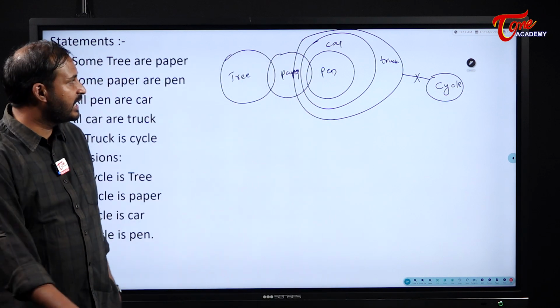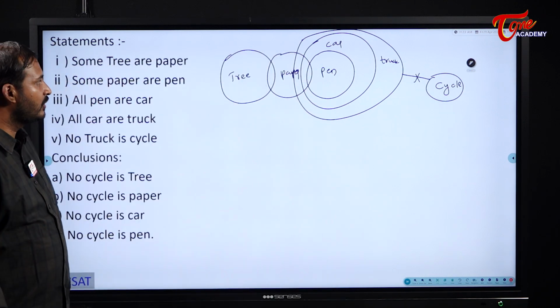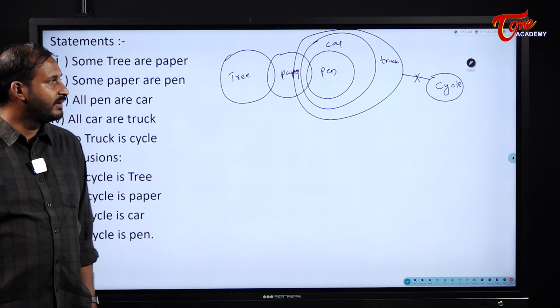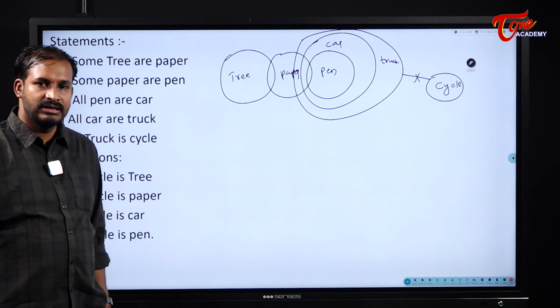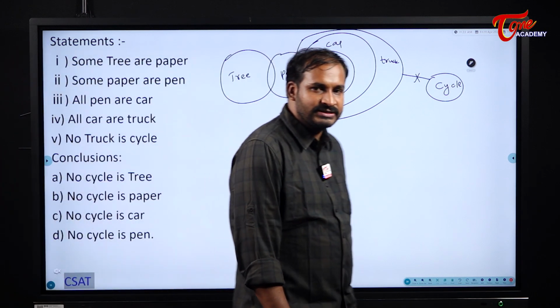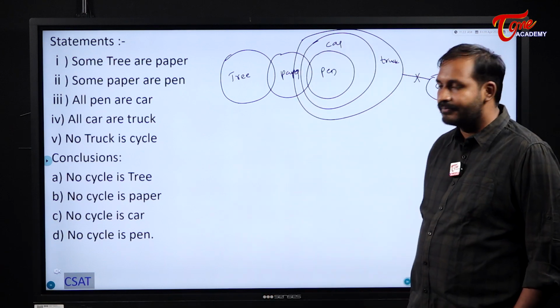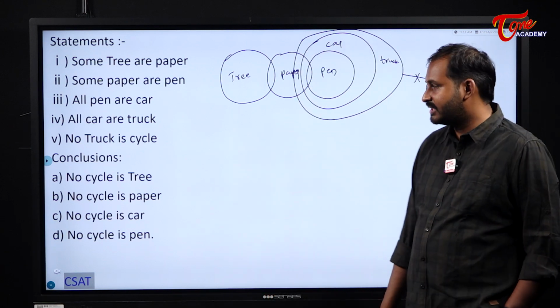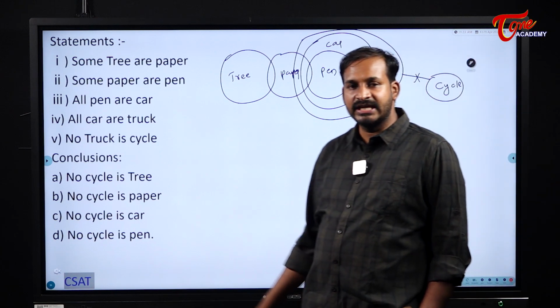Right. This is the basic diagram. I hope everyone has drawn a similar one. From the given statements, I have drawn a basic diagram. Now come to the conclusions. What is my first conclusion? No cycle is a tree.